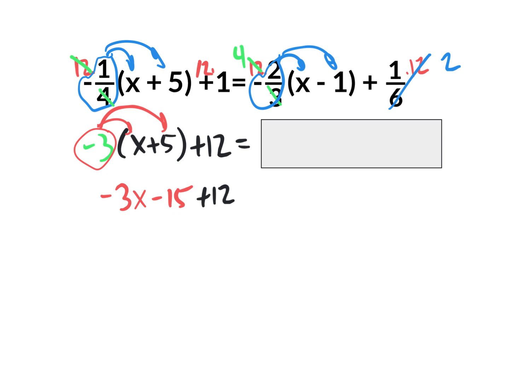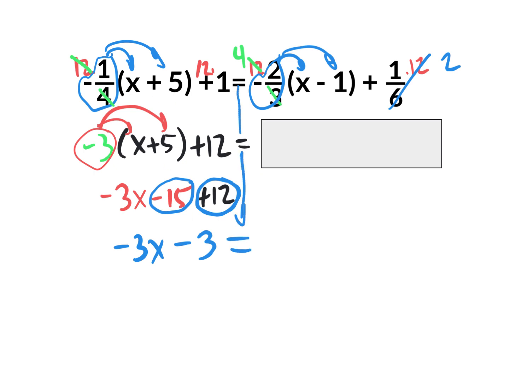Out of those 3 terms, 1, 2, 3, the last 2 could be combined, the minus 15 and the plus 12. When you combine those, what do you get? Negative 3, that's right. So we have a negative 3 with the negative 3x in front. And that is completely simplified on the left side. I distributed, I combined like terms, this is simplified. I can't do anything else with the left side of the equal sign. So I'm gonna take that equal sign, bring it down right here. Notice that it keeps coming down, separating the left side from the right side.